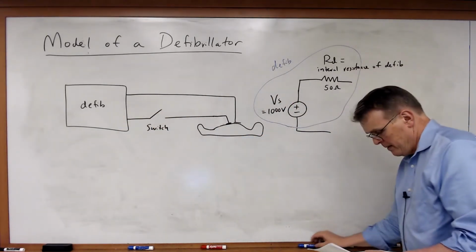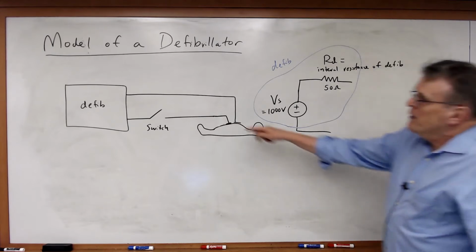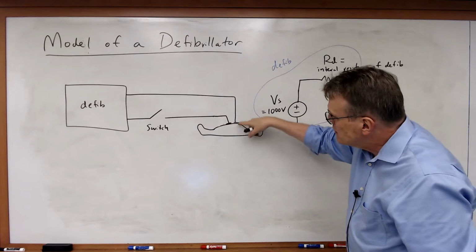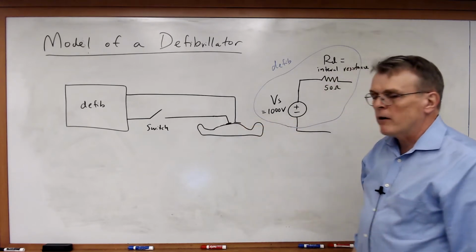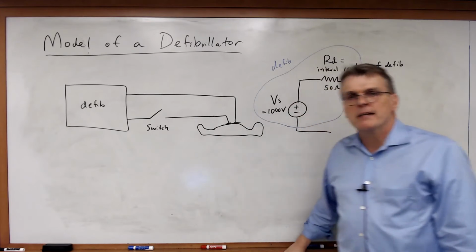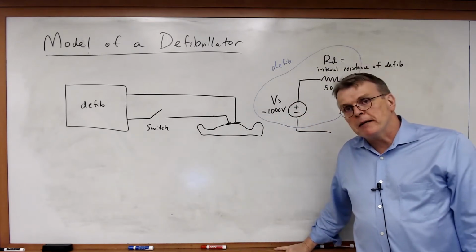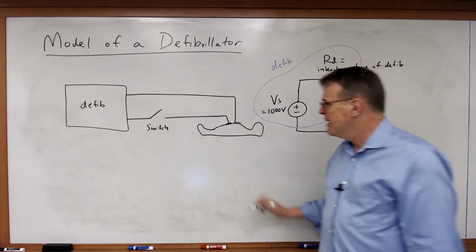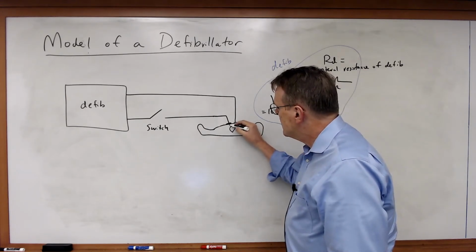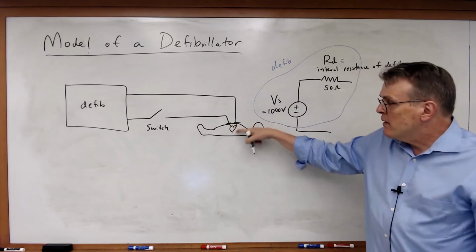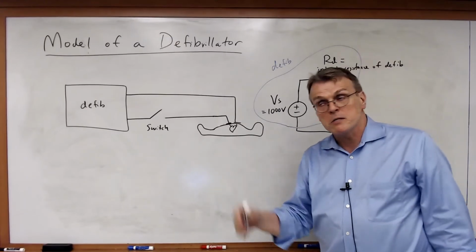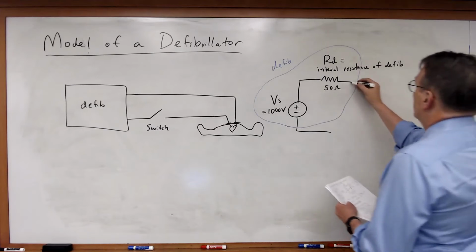Well, we're going to run a connection over to the patient's chest, and clearly electricity must flow through the patient's heart in order to restart the heart. Human bodies have resistance. Clearly they do, otherwise you couldn't be electrocuted, but you can be. And it turns out that the human heart and human skin, since they conduct electricity, can be modeled as a simple resistance.